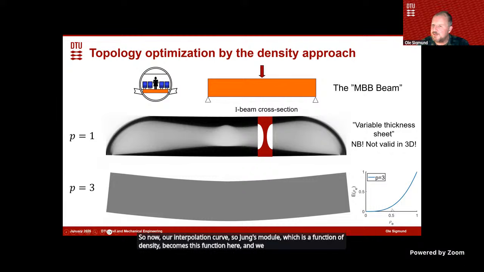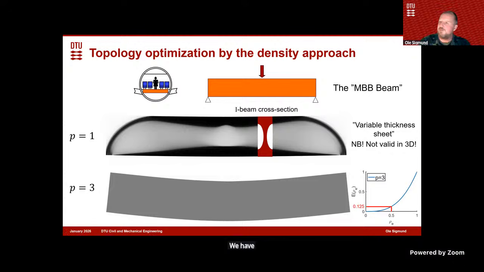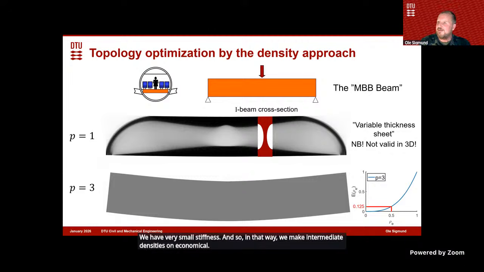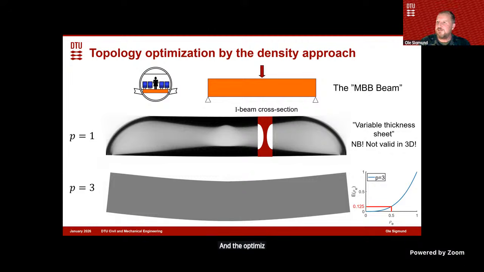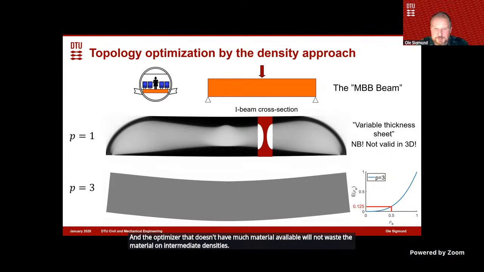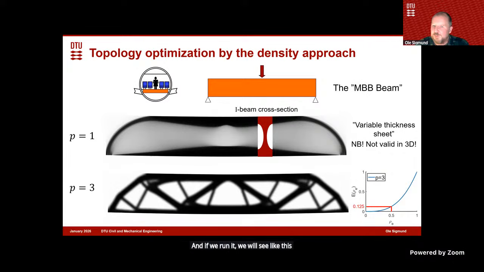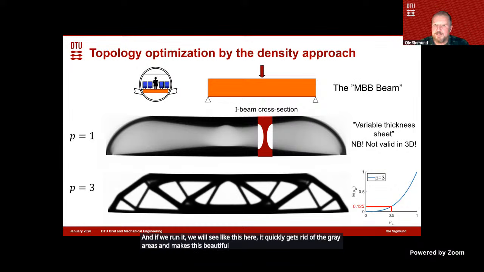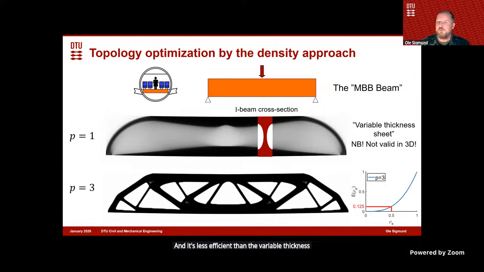And we will see if density is 0.5, we have very small stiffness. And so in that way, we make intermediate densities uneconomical, and the optimizer that doesn't have much material available will not waste the material on intermediate densities. And if we run it, we will see like this here, it quickly gets rid of the gray areas and makes this beautiful, almost black and white structure. And it's less efficient than the variable thickness sheet problem, but it's black and white. So this is the idea of the SIMP penalization scheme.